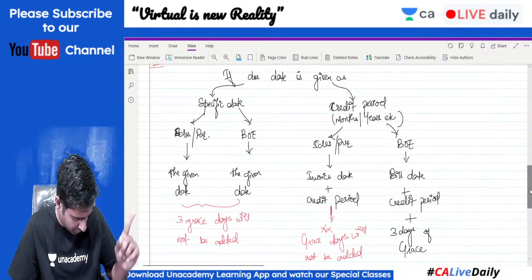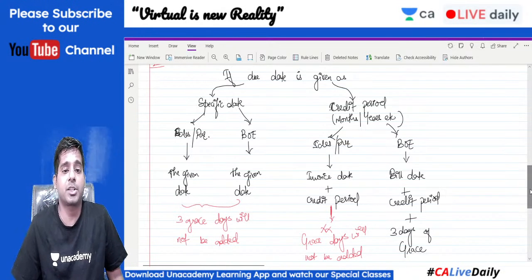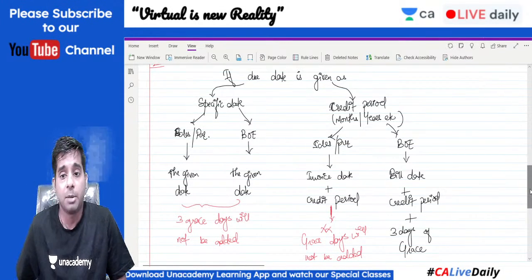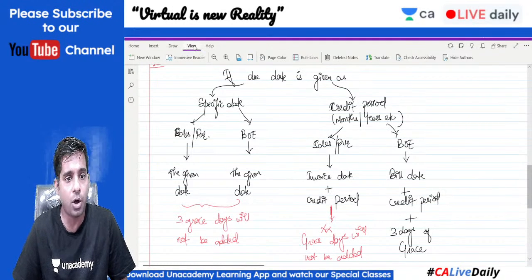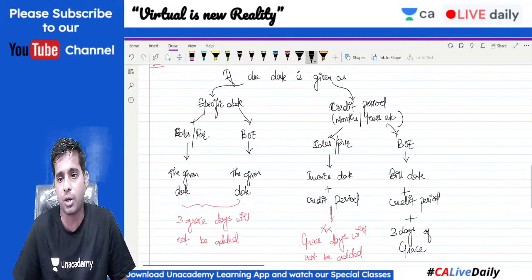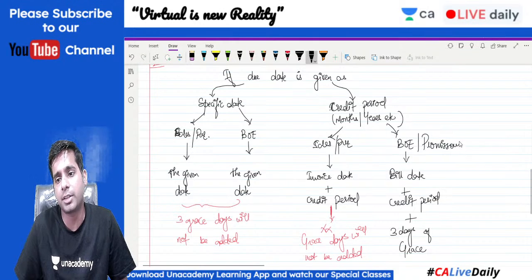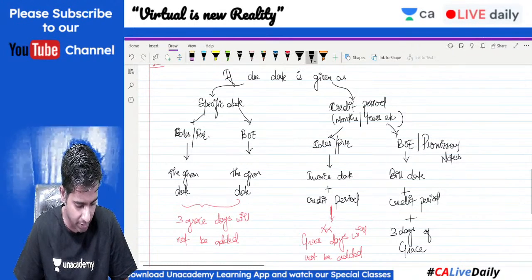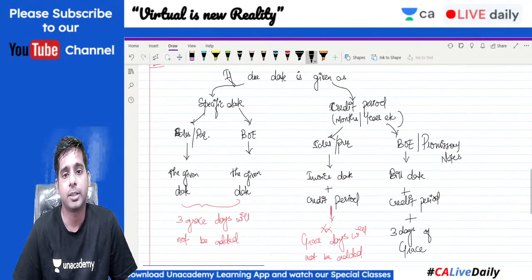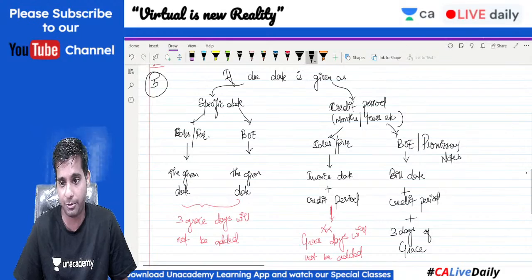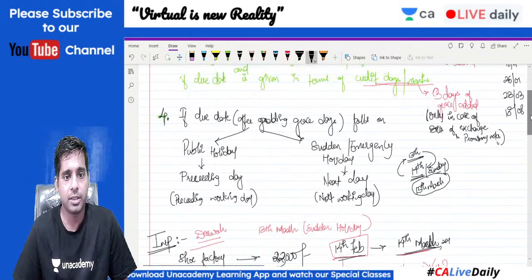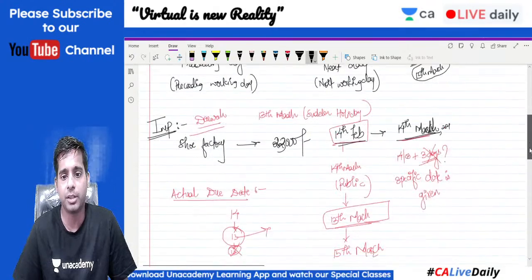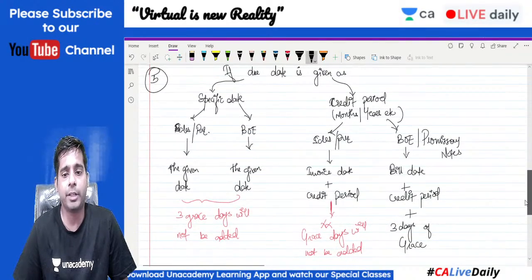In case of sales or purchase transaction, credit days are never added. But only in case of bills of exchange or promissory note, credit periods are added. So I want you guys to make this chart. Come on, make it fast. This is the fifth point of our revision. These 4 parts we have already written, 1 2 3 4, and this is the fifth point.